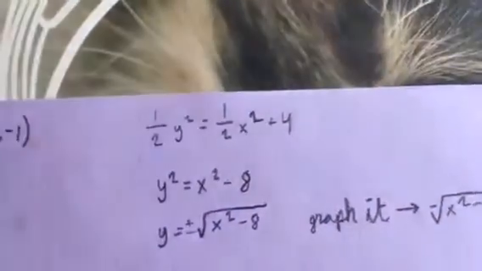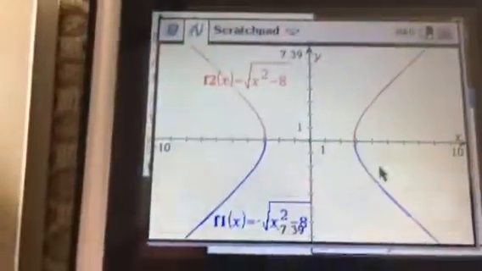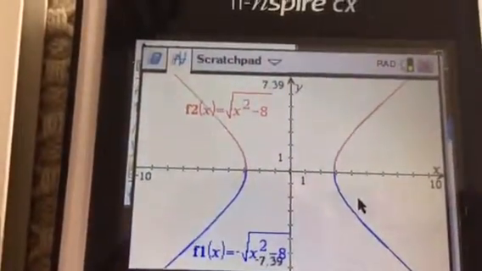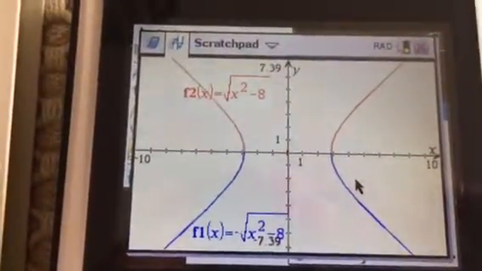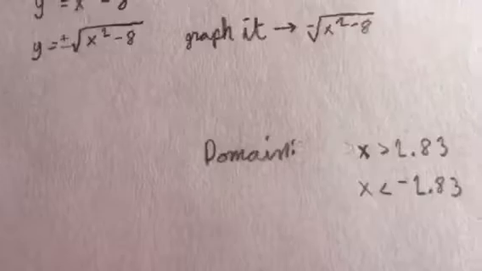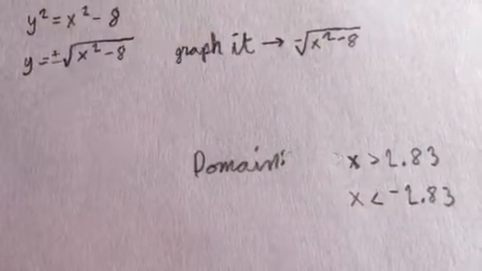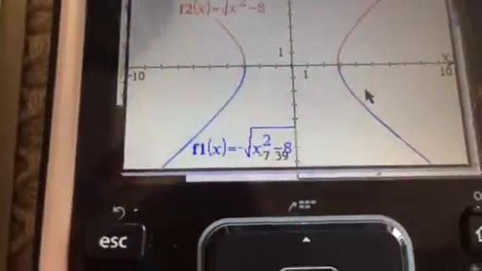So in order to figure out which one's ours, we can graph it, and we can see that the positive graph in red does not include our initial condition like the blue one, which is negative, so we're going to go with negative. And tracing our graph, we can see that our domain is going to be when x is greater than 2.83 and x is less than -2.83, and we can see that this satisfies our equation in the blue.